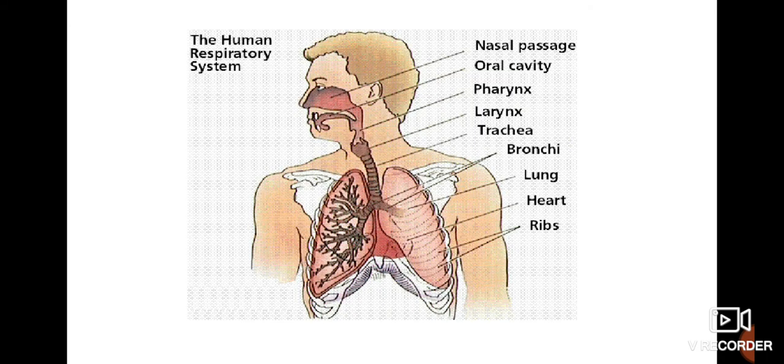Now, human beings. The major portion to understand is how the respiratory system of human beings is designed. If you see this chart, we have mentioned the different areas of the respiratory system like the nasal passage, oral cavity, pharynx, larynx, trachea, bronchi, and lungs. The heart is not directly involved, but it is still an important part. The rib cage will help in inhalation and exhalation.